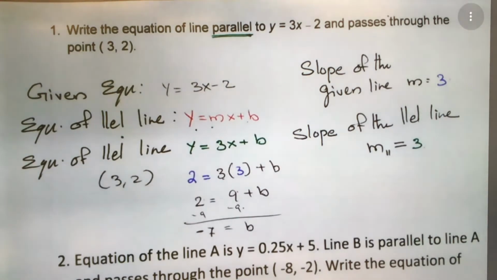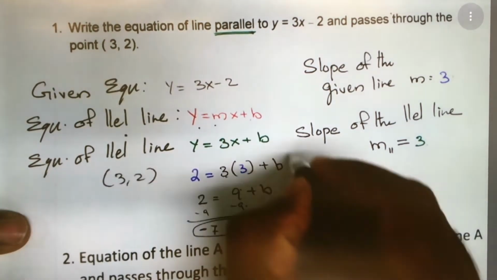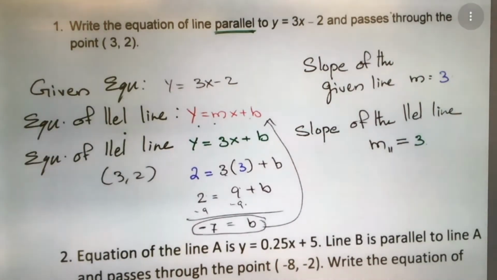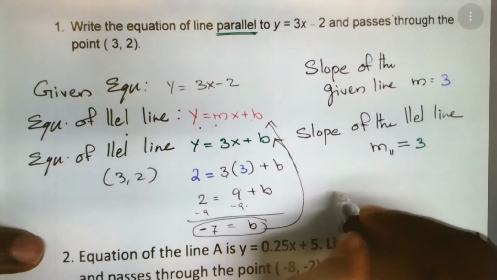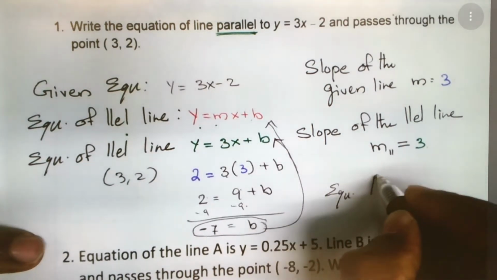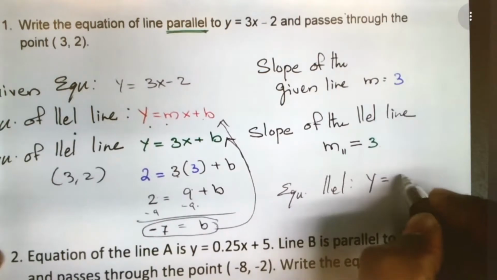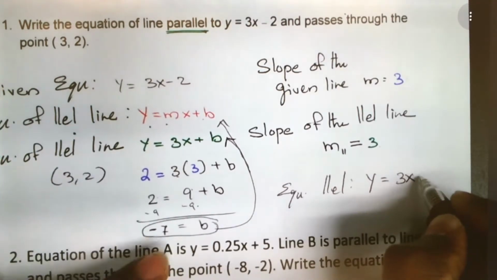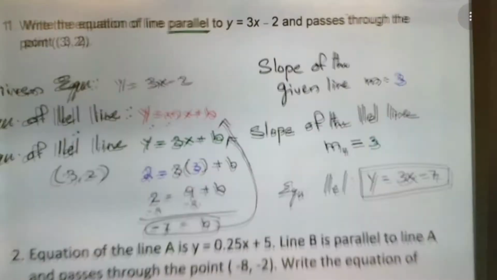Now I know the value of b, which is the y-intercept of the line. Replace the b with negative 7 here. So the equation of my parallel line is y equals 3x minus 7. I hope you have got the same answer.